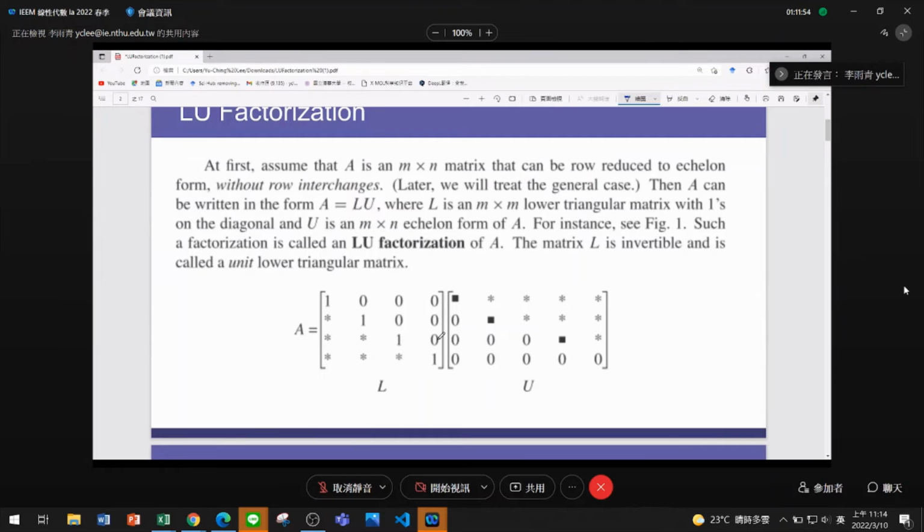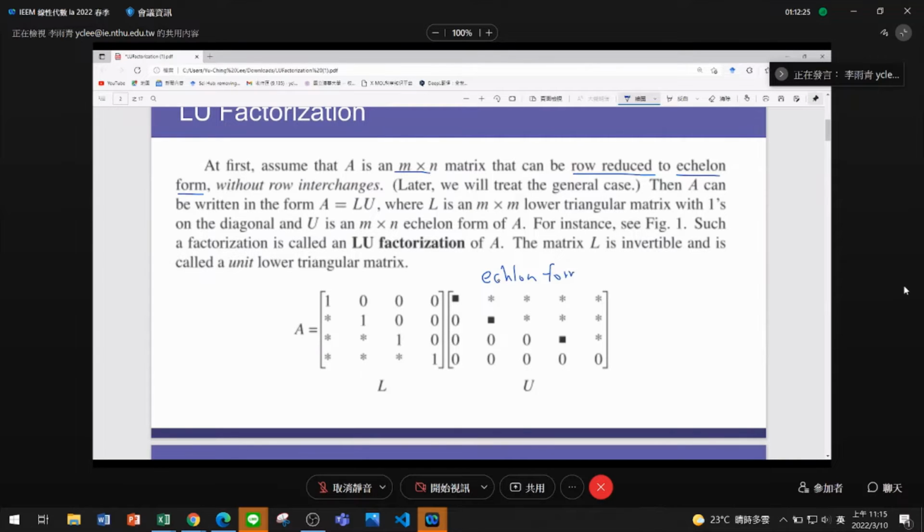And so at first, we will assume that A is an n by n matrix, and then that can be row reduced to echelon form. And some student mentioned that he or she is still not that clear what the echelon form is. So in this example below, this is the echelon form.